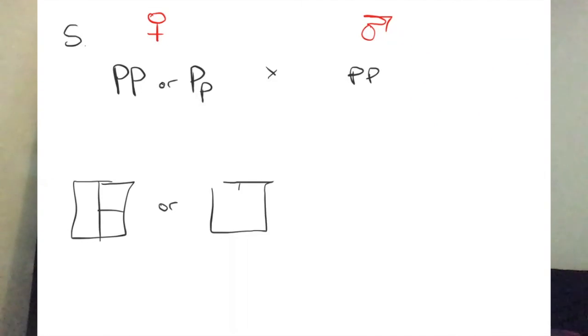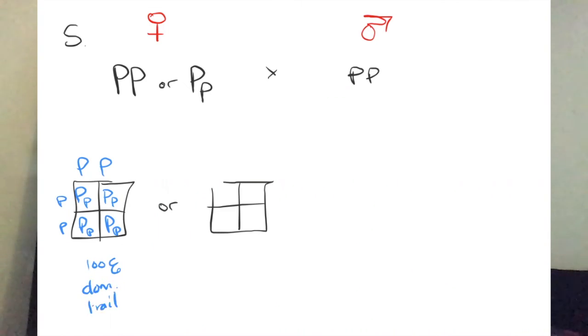If we want, we can say, okay, the female is giving us a dominant, the male is giving us a recessive. We're going to end up with 100% dominant trait being shown in the phenotype of the offspring.